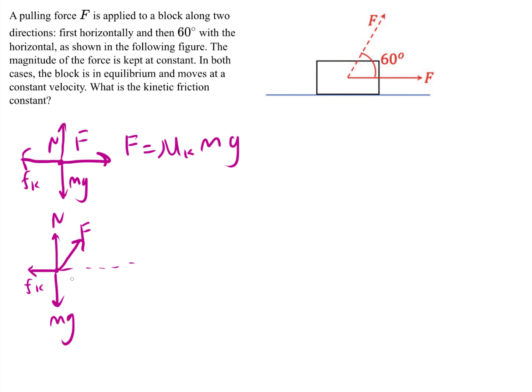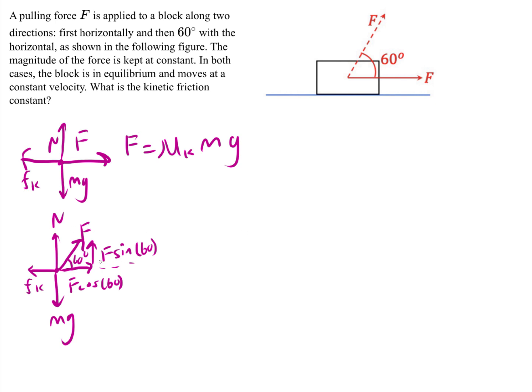Now let's look at the second one. We can break this 60-degree force down into its components by using decomposition of vectors. The horizontal component is the force times the cosine of 60 degrees. And in the vertical direction, we have the force times the sine of 60 degrees. You can use basic trigonometry to find this, where this is the 60-degree angle. And now we have broken down the pulling force.